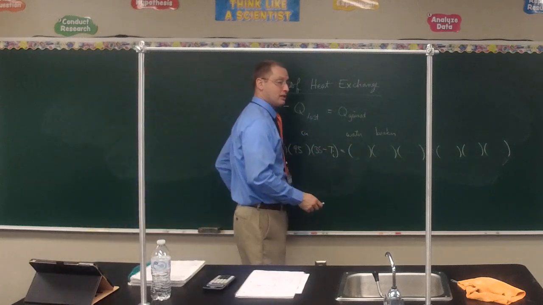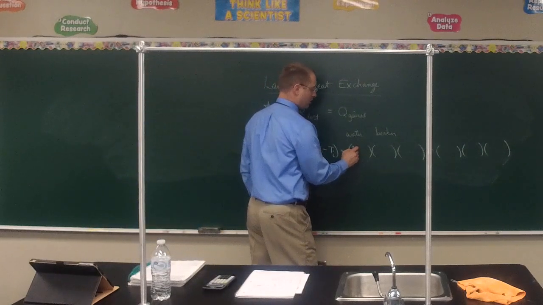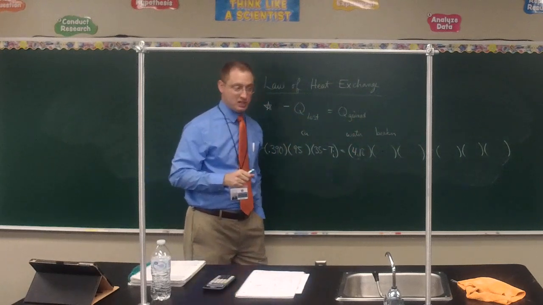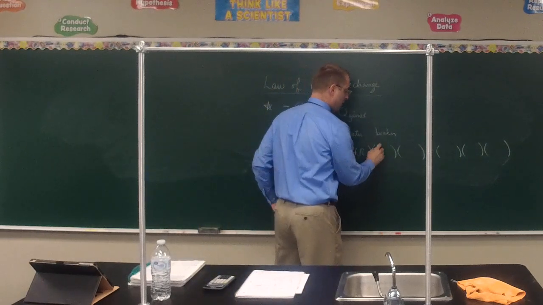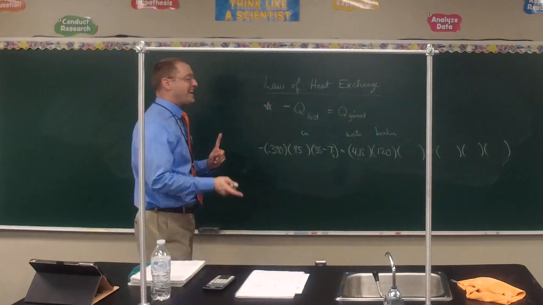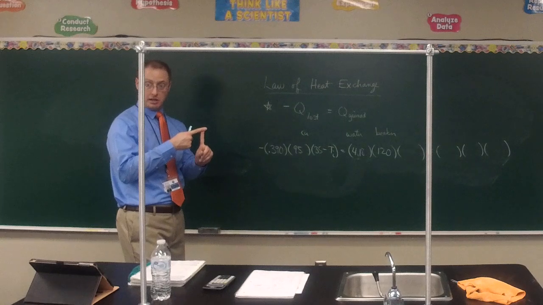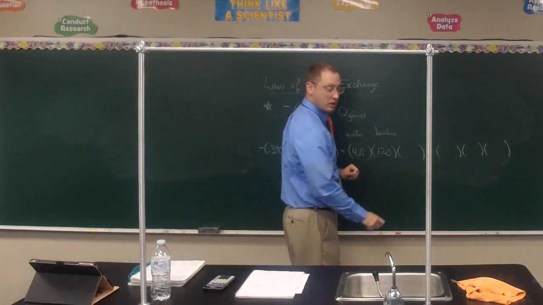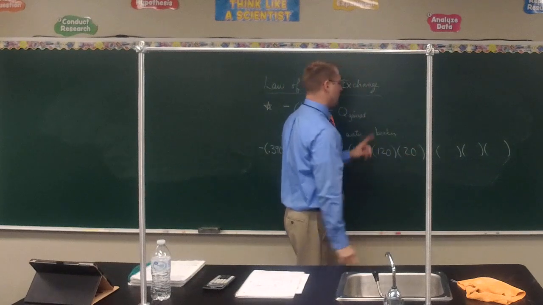Let's go to the water. Water's specific heat: 4.18. The mass of the water. How much water was in the beaker? 120 grams. And the temperature of the water ended at 35 like everything else, right? It was equilibrium. What did it start at? So what's the temperature change? Positive 20 degrees.